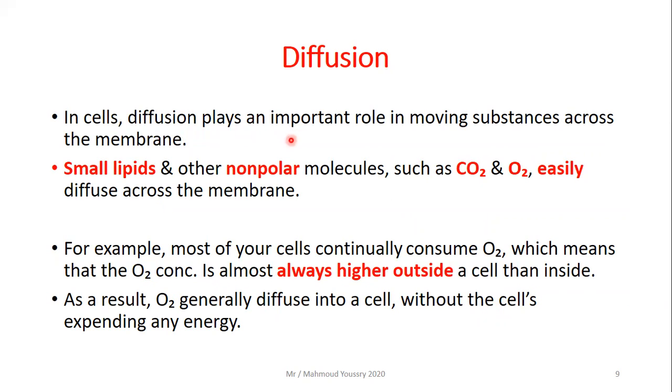In cells, diffusion plays an important role in moving substances across the membrane. Like what? Small lipids and other nonpolar molecules, such as carbon dioxide and oxygen, easily diffuse across the membrane. So they easily move from the area of higher concentration down to the area of lower concentration. For example, most of your cells continually consume oxygen, which means that the oxygen concentration is almost always higher outside the cell than inside. So oxygen can diffuse easily into the cell without expending any energy.